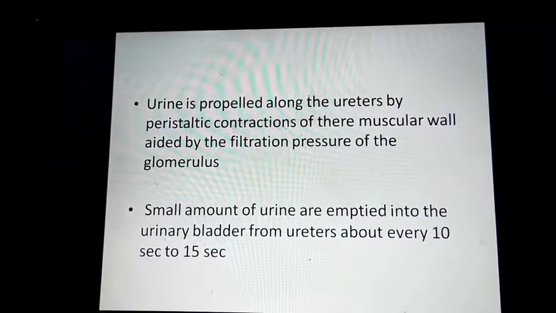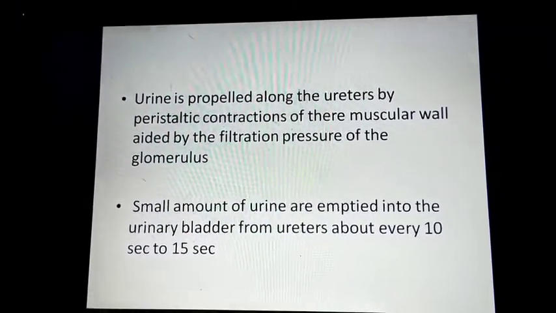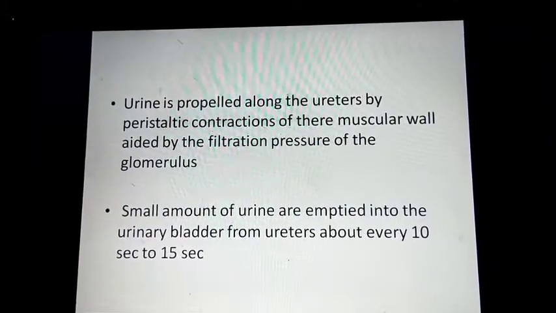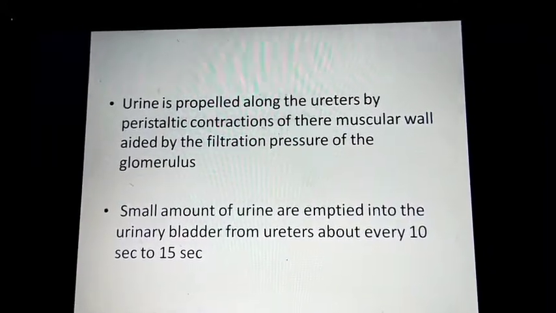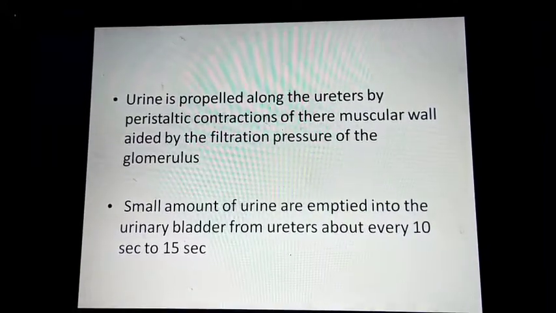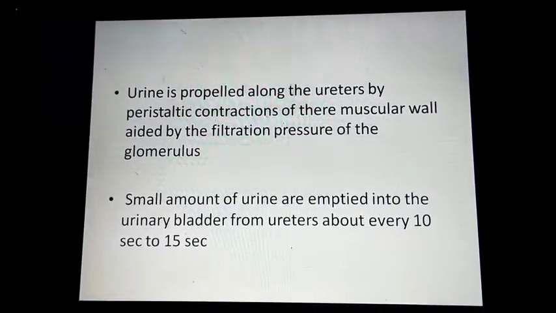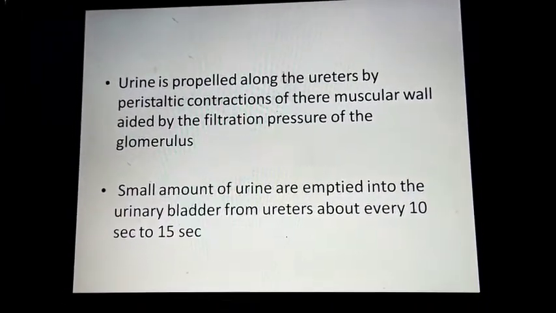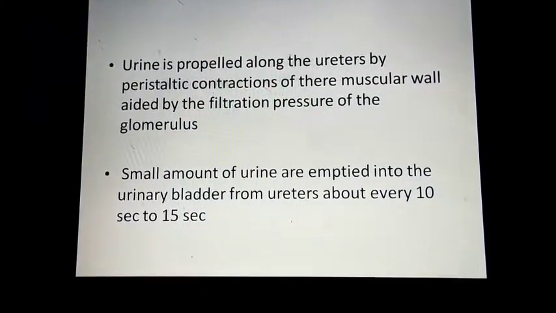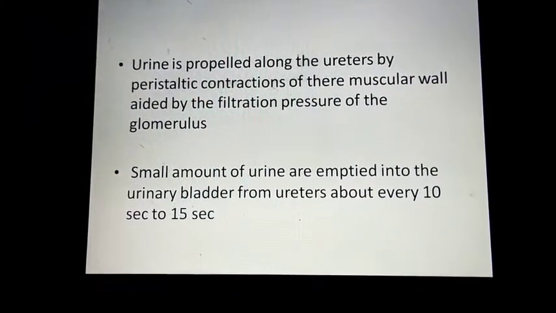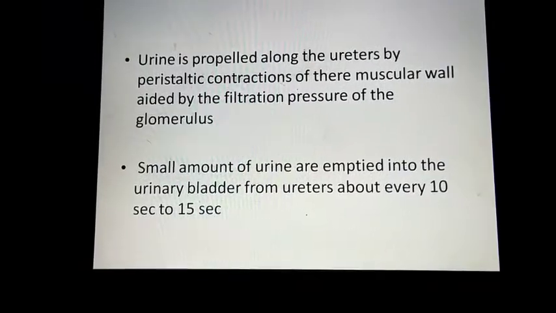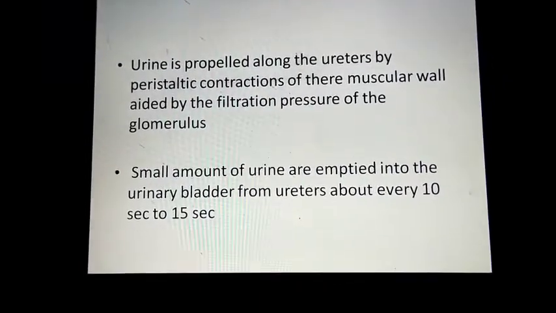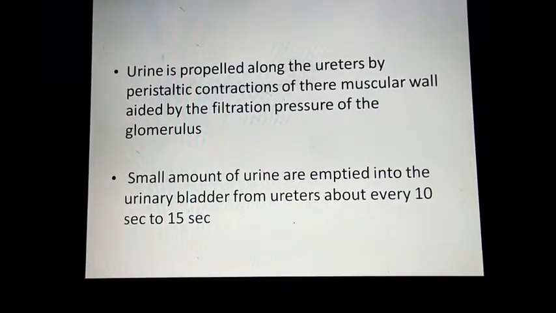The urine is propelled along the ureters by the peristaltic contraction of their muscular wall, aided by the filtration pressure of the glomerulus. A small amount of urine is emptied into the urinary bladder from the ureters about every 10 to 15 seconds.